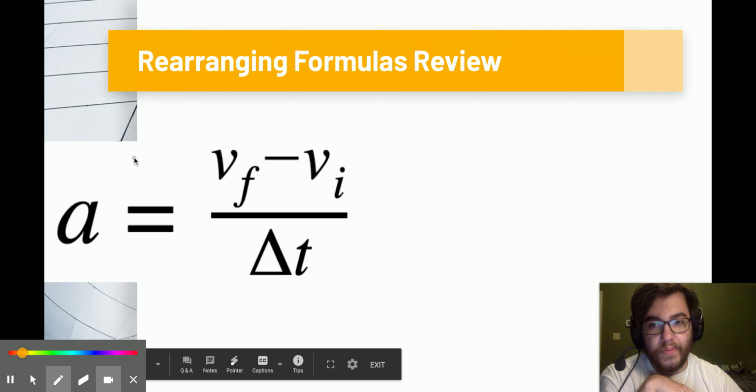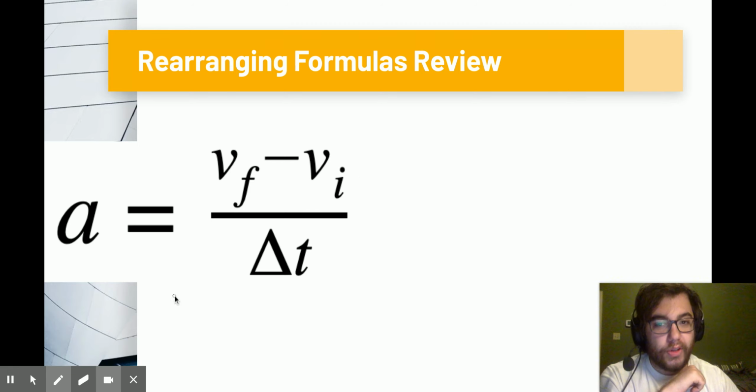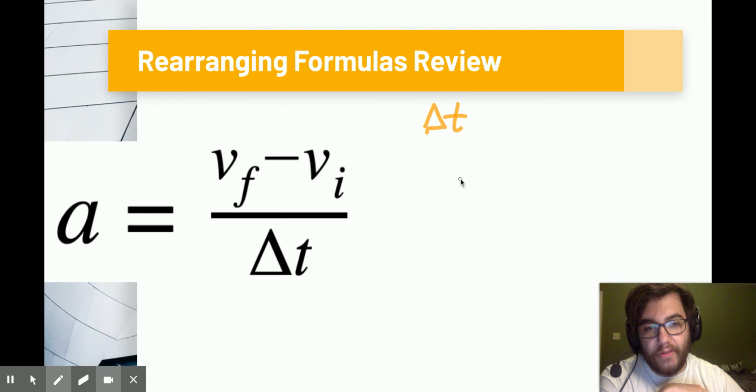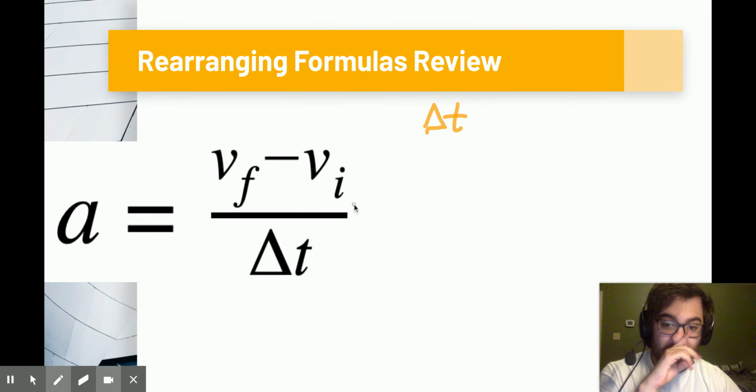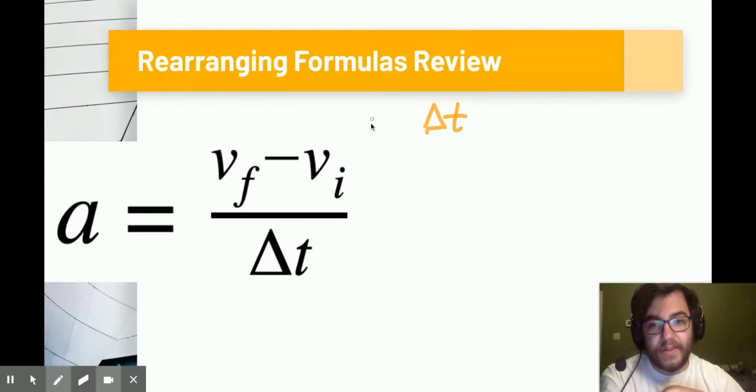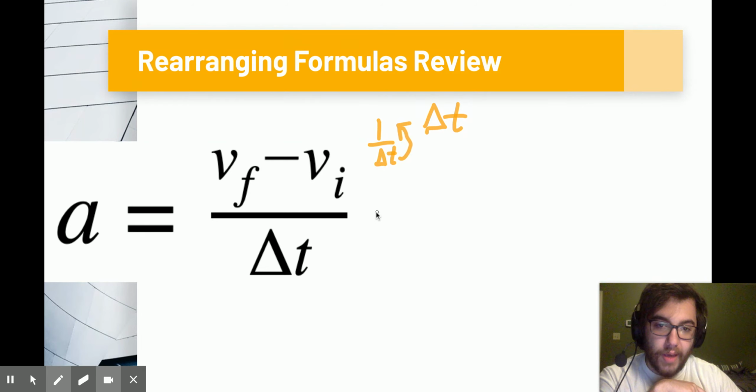All right. So you're struggling with rearranging formulas. Ain't no thing. It happens. So let's do a real common one. I want to solve for delta t. So if I want to solve for delta t, I got to get delta t to the other side, because right now it is 1 over delta t. I want to get it to the top. How do I do that, you may be wondering?